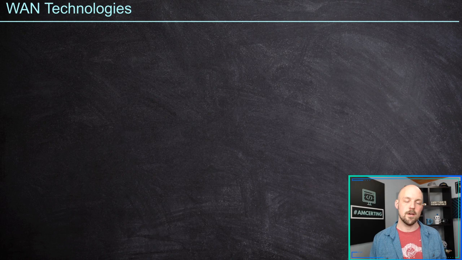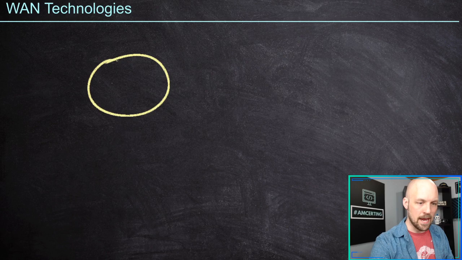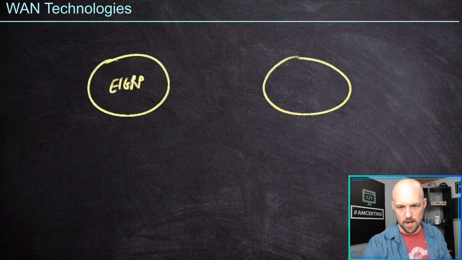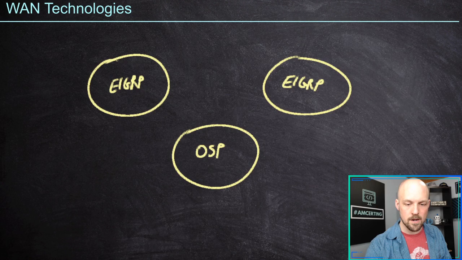But generally speaking, the purpose of BGP is to take domains, which maybe we're running an EIGRP domain, and maybe we're running another EIGRP domain here, and then maybe we're running an OSPF domain here.